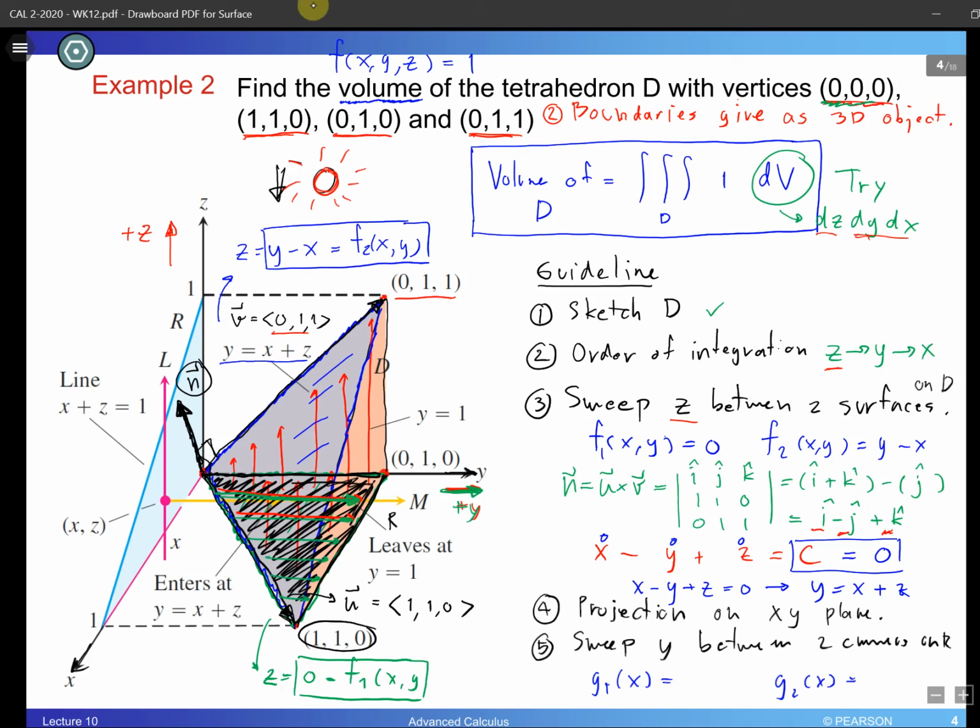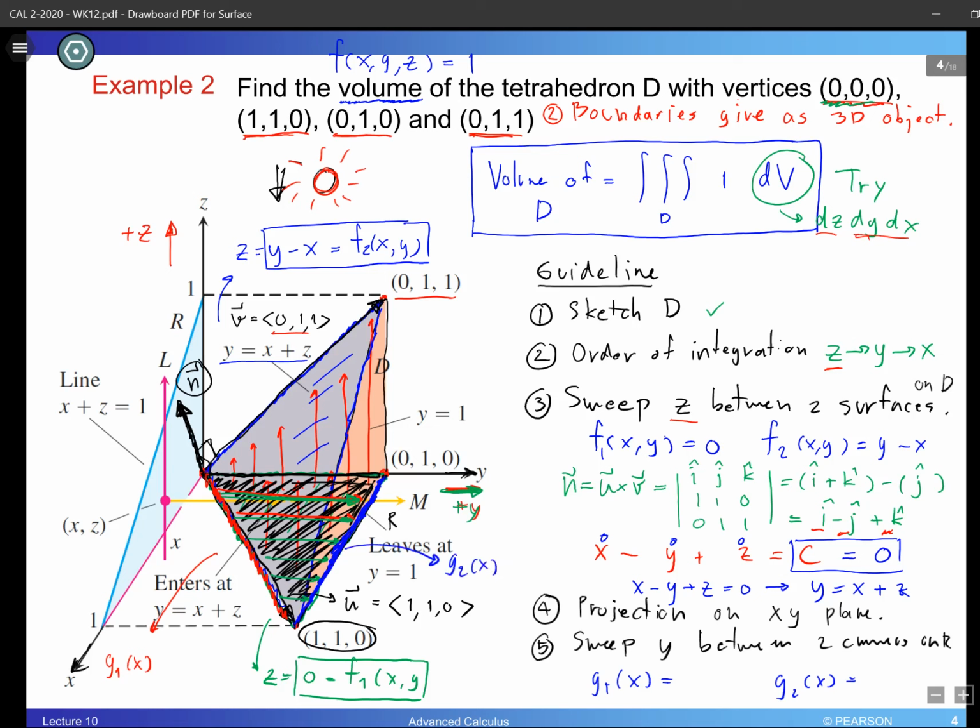First one is right here on the left hand side. This is going to be g1 of x, the start of the sweeping of the y variable. And the endpoint for the sweeping pattern right here on R is going to be on this curve or this line. So this blue one is going to be g2 of x.